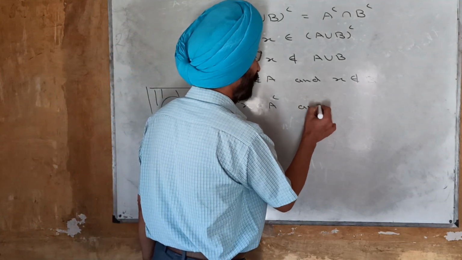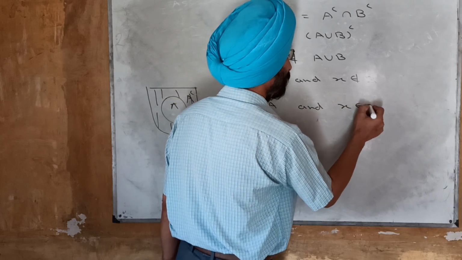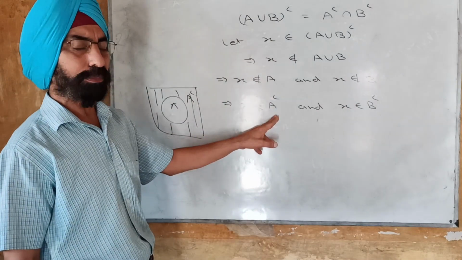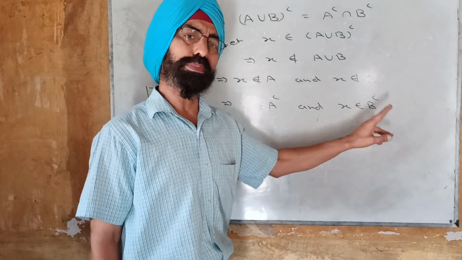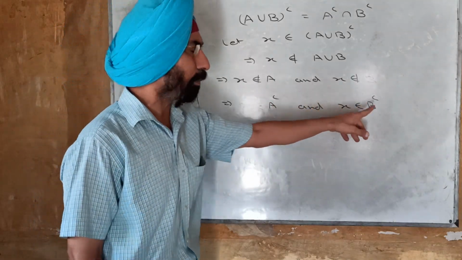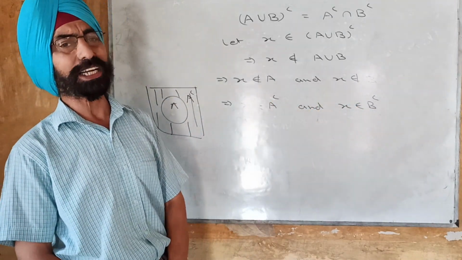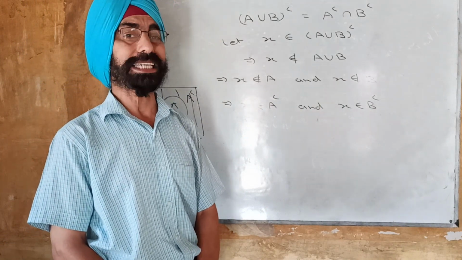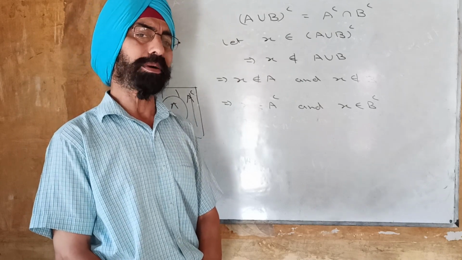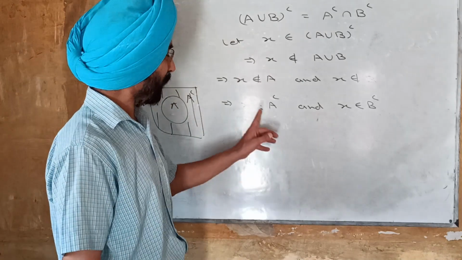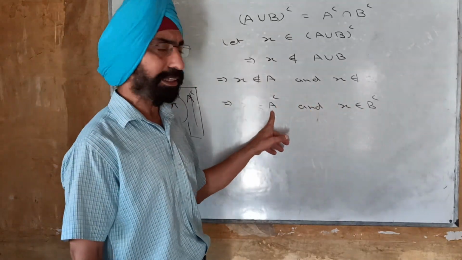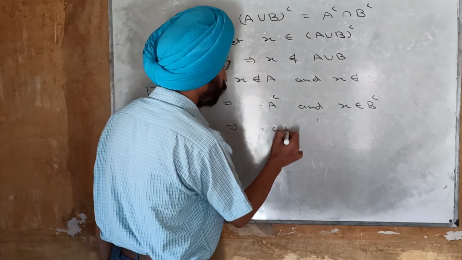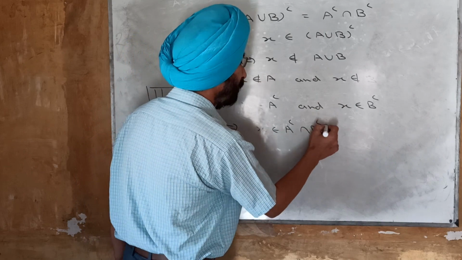And X is not in B, that means X is in complement of B. Now X is an element of A complement and X is an element of B complement. So that means X is a common element of these two sets. And all the common elements of two sets, where are they? They are in their intersection. Because intersection of two sets contains common elements which are present in both the sets. Now X is present in both these sets, in A complement as well as in B complement. So that means X belongs to A complement intersection B complement.